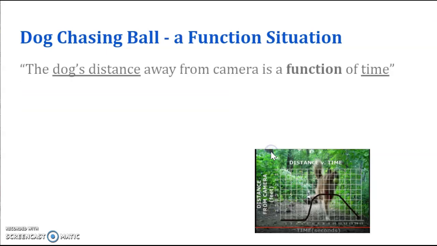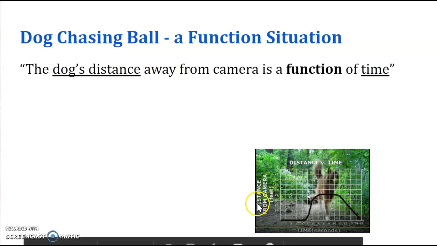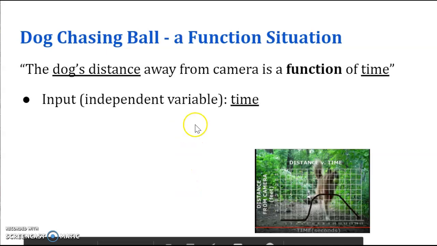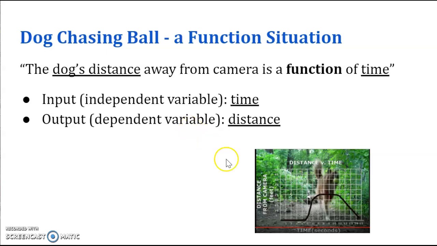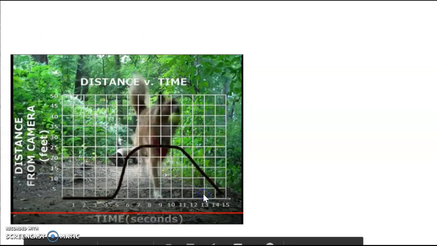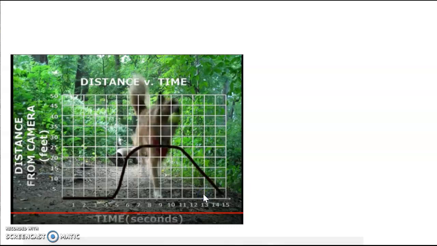Okay, so what is happening is this is a graph of the dog's distance away from the camera as a function of time. The distance from the camera is the output, and the time is the input. So the input is the time, which is the independent variable, and the distance is the output, which is the dependent variable. It depends on the time. That's what it means. And this is the graph that they gave us, right?